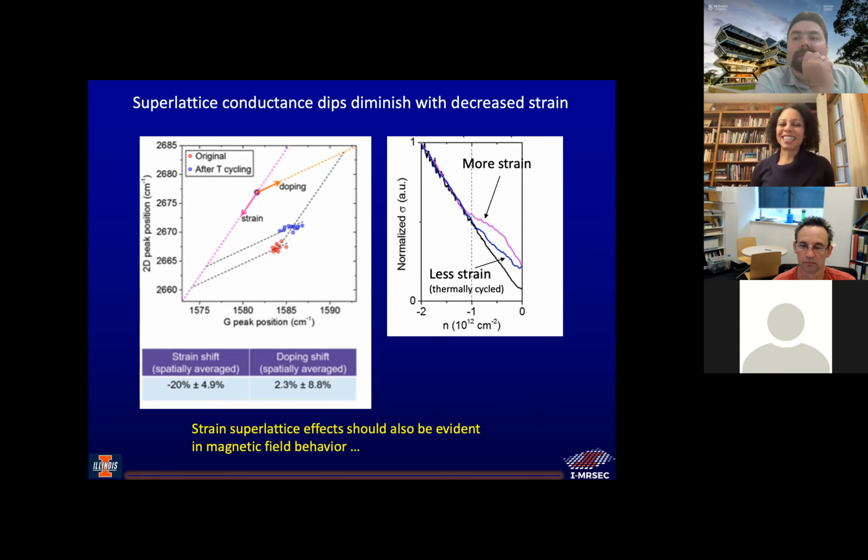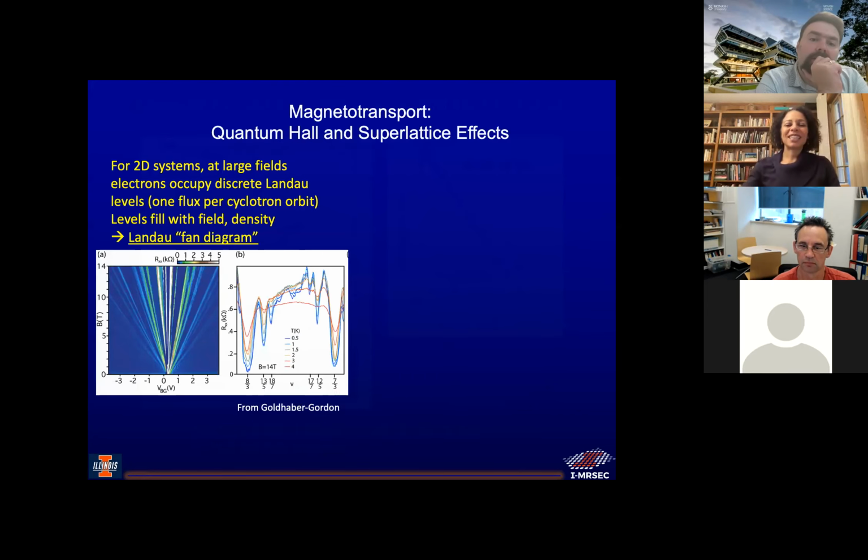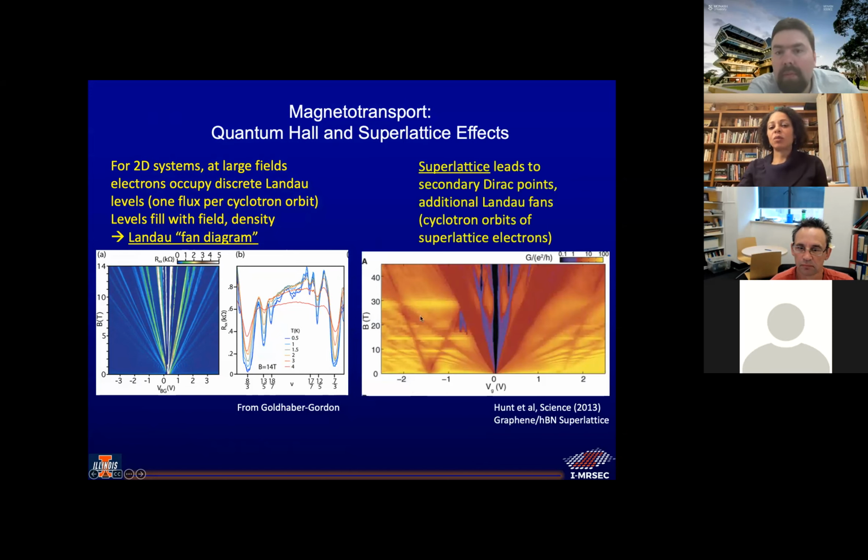So what does magnetic field behavior look like in these cases? Again, what we expect to see for graphene in a magnetic field is quantum Hall effect. For flat graphene, you'd see a fan diagram where you're occupying Landau levels, and these levels are filling with field and with density, so they disperse with field and density in this fan-like shape. This has been seen in graphene with superlattices: you see this dispersion and you see secondary Dirac points with their dispersion as well.